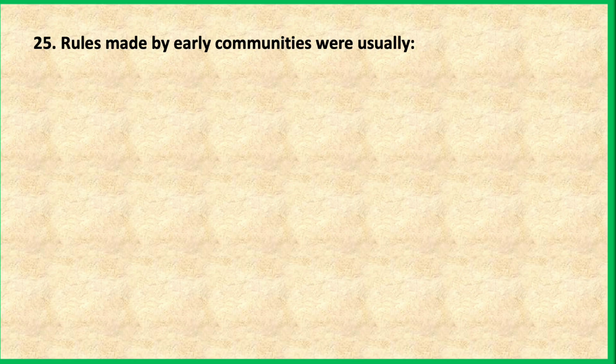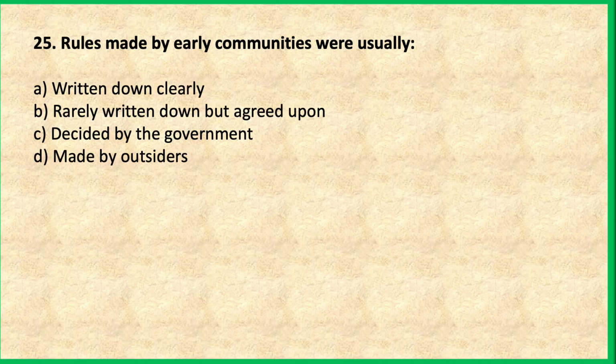Rules made by early communities were usually, options are written down clearly, rarely written down but agreed upon, decided by the government, made by outsiders. Answer, rarely written down but agreed upon. Rules made by early communities were usually rarely written down but agreed upon.